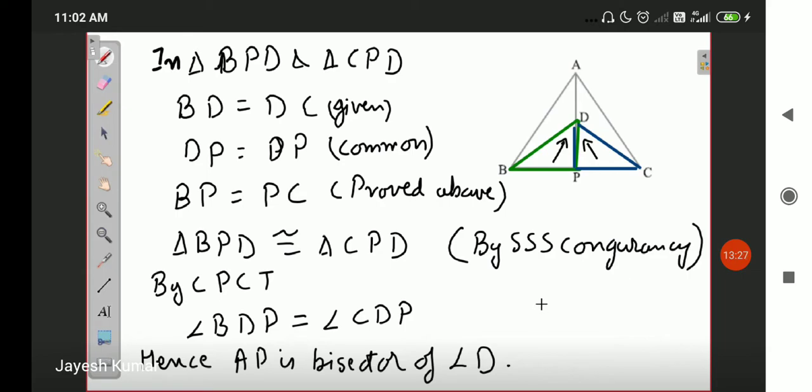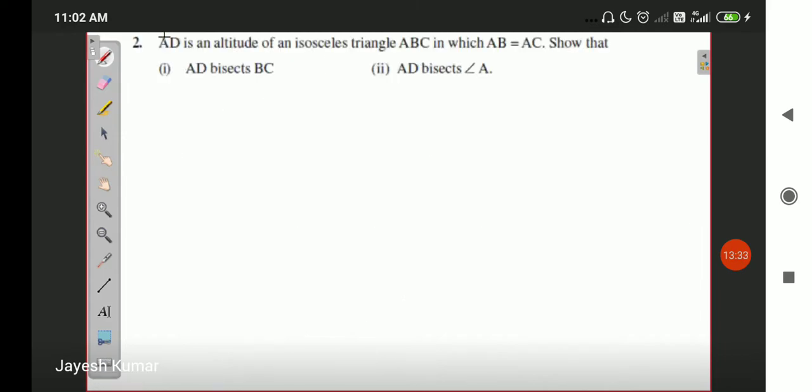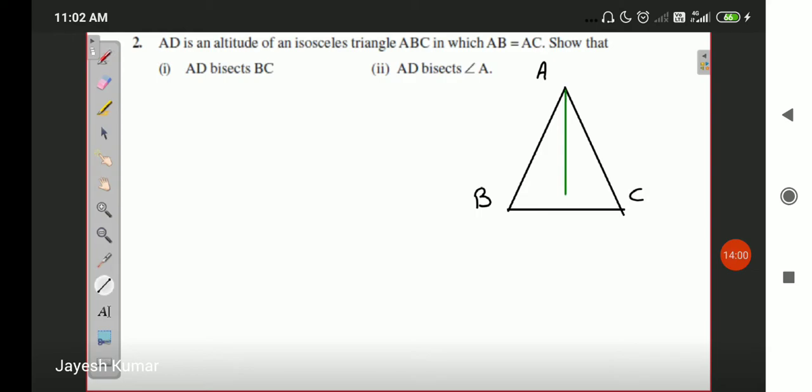Fine. Okay, let's move on to question number 2. Question number 2 is, AD is an altitude of an isosceles triangle ABC. Let me draw the diagram for you. This is an isosceles triangle ABC, and AD is an altitude for it. That means AD is perpendicular to BC.